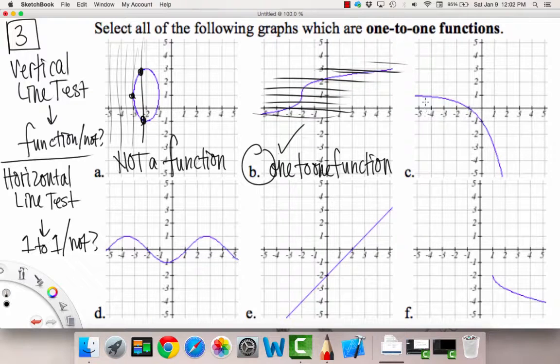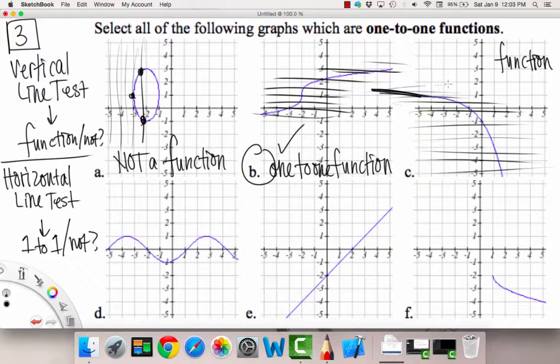Now let's look at C. We do the vertical line test first. Looks good, this is just going to keep going down. It passes the vertical line test, so this one is a function. Now let's see if it's one-to-one with the horizontal line test. It crosses once, and even though it looks like it could cross multiple times, this is just going to keep going up and up, so it'll only cross once later on as well. So this is a one-to-one function for C.